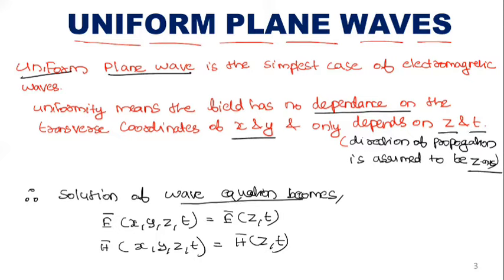So the wave equation will be updated as per our studies, because we are considering only electric field intensity and magnetic field intensity. So we need not consider the other two transverse coordinates, only z and t. So that's the basic understanding of uniform waves.